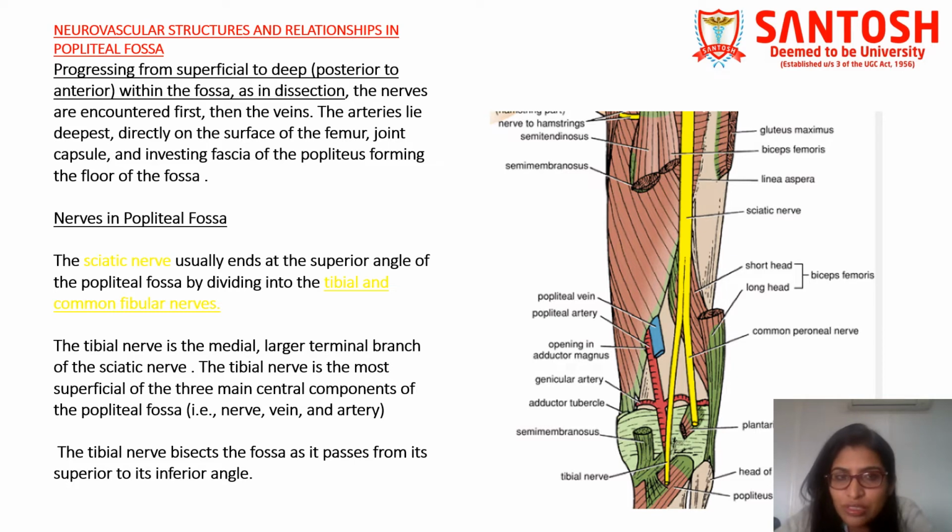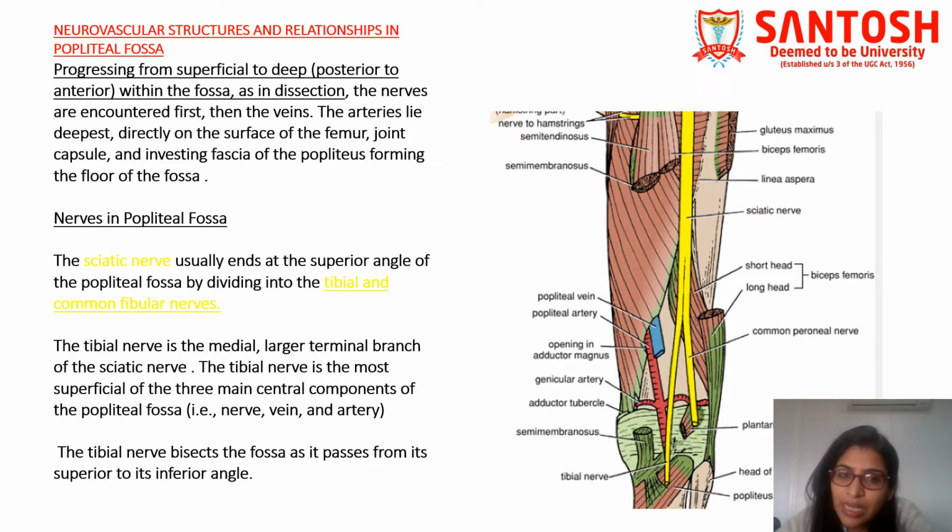Now the neurovascular structures. One thing you have to keep in mind in the popliteal fossa is the orientation of the vascular structures in it, which is very frequently asked in the viva. From superficial to deep, or from posterior to anterior within the fossa, as we see in dissection, the nerves are encountered first, then the veins, and the arteries lie deepest. So this is the orientation which we have to keep in mind.